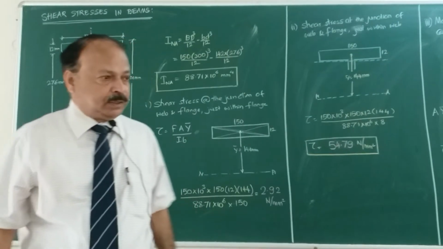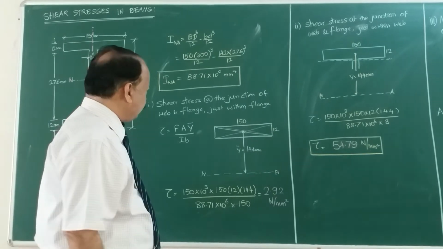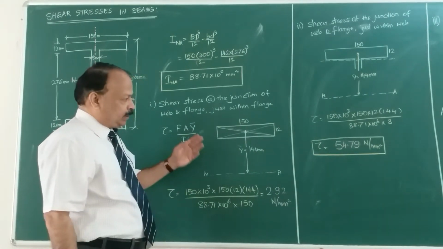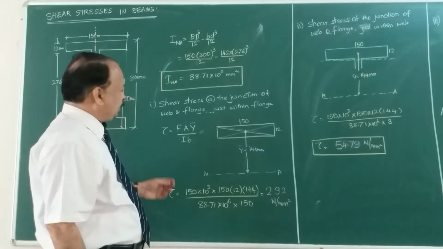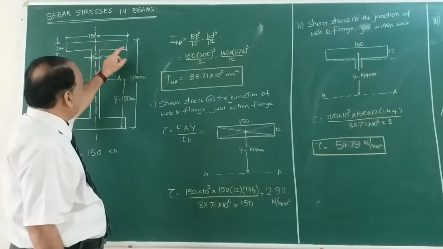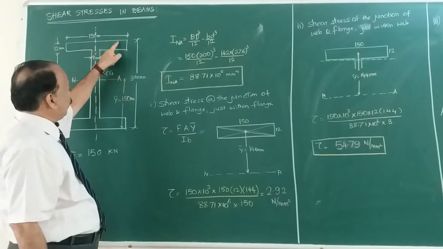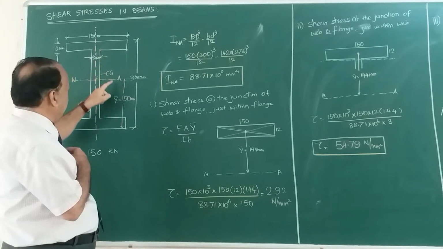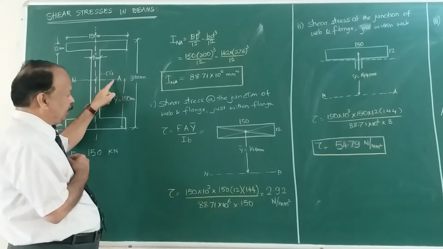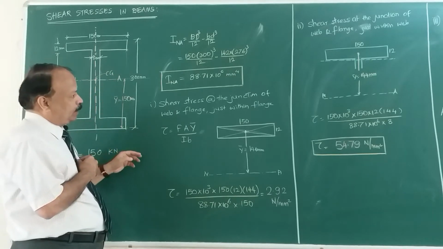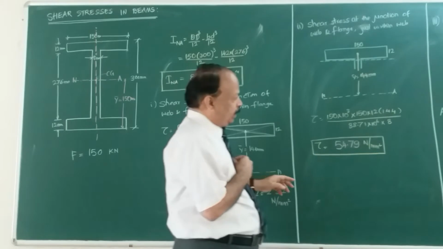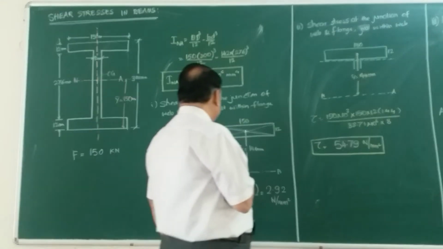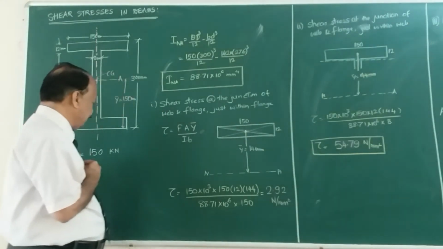So let us solve. For calculating the shear stress and drawing the shear stress diagram, you have to calculate shear stress at various points, that is at top of the top flange, junction of web and the flange, and maximum shear stress is available at the neutral axis. For that the formula is F A y bar upon I B. So first you have to calculate the moment of inertia.